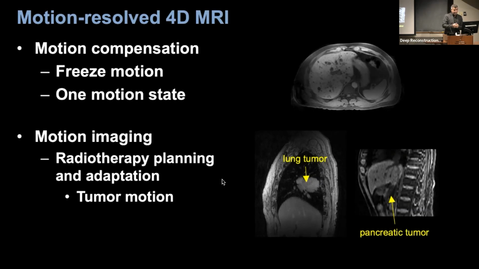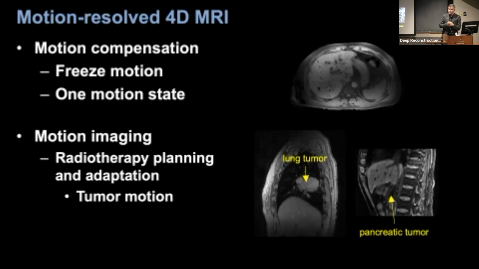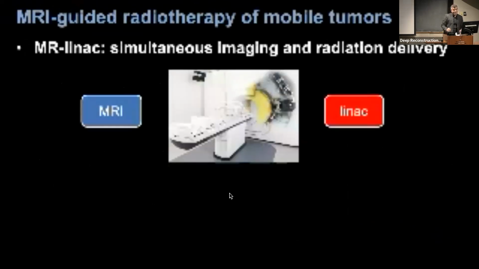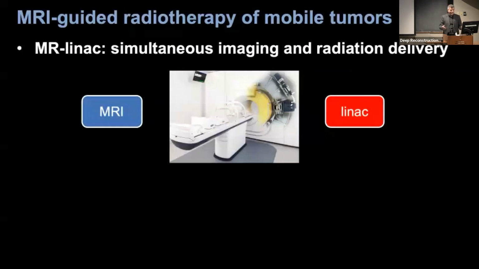But the real power of motion imaging or 4D MRI is when we're actually trying to image motion. This is a need for radiotherapy, where by having these 4D images, the physicians or the therapists can determine the margins for radiation delivery. And even if they can do MRI before each fraction of the treatment, they can also adapt to the motion of the day. In this image, I'm showing a big lung tumor, also a pancreatic tumor here. And if we think about 4D MRI, we can do this in real time.